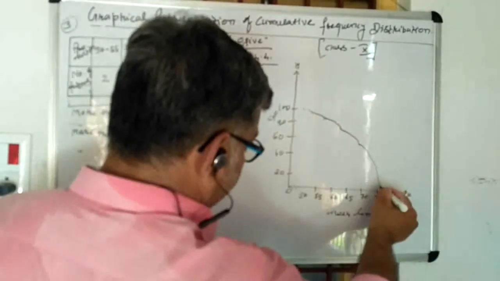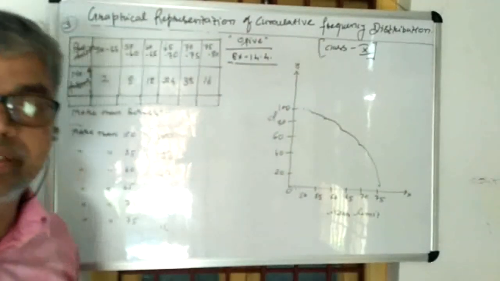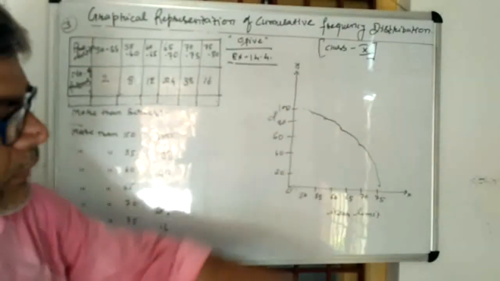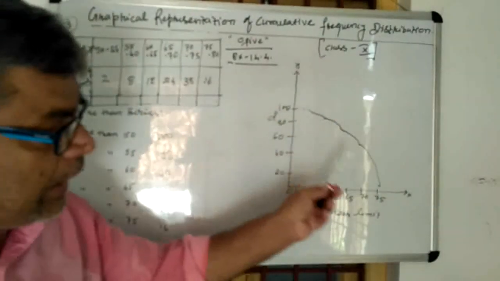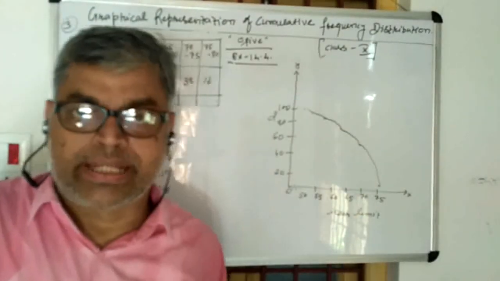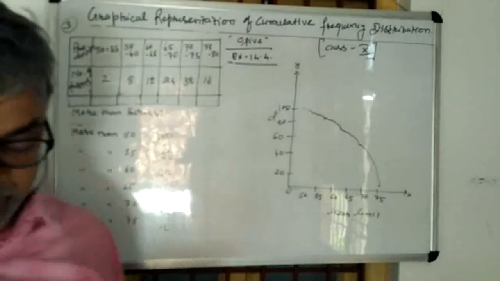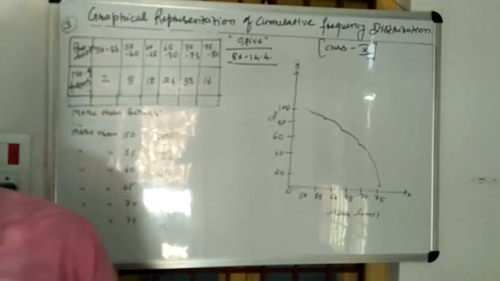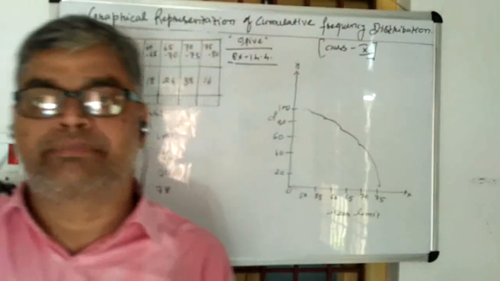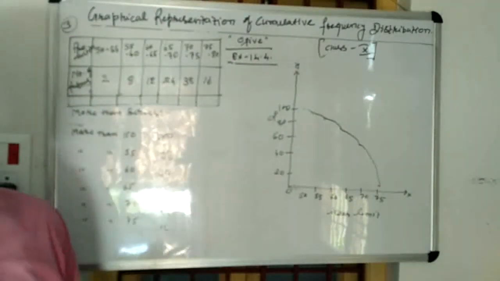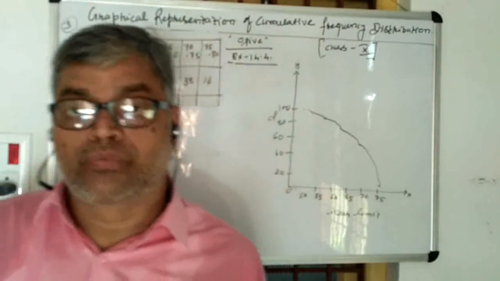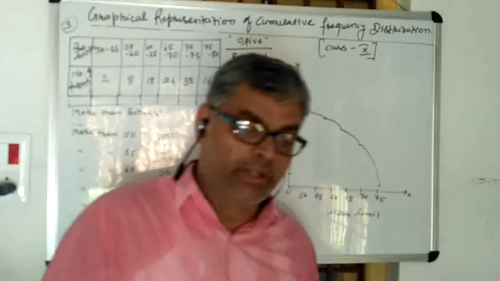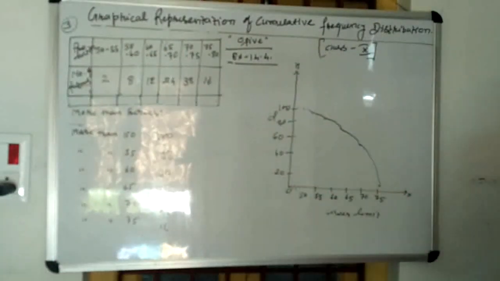So this is the real shape of your more than type series. I told you earlier, students, in the more than series, it will start from the y-axis and come down to the x-axis. So in this way, this topic, statistics, has been completed. Now all of you are required to practice it again and again to complete it by yourself. Okay, thank you.